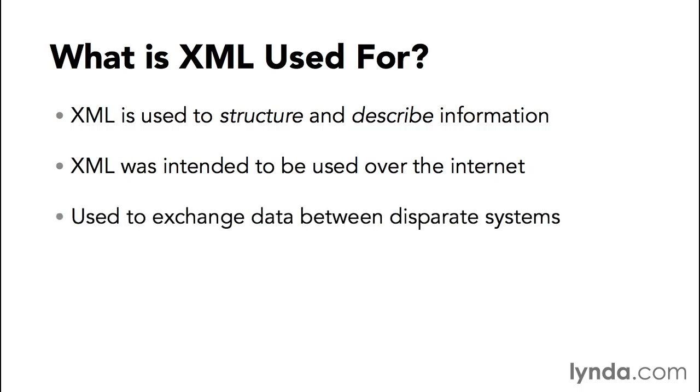XML can be used to exchange data between disparate systems that may have never been intended to talk to each other. For example, a bank might be using a very old computer system, and they might want to create a new application that lets that data be accessed by newer systems, again, that may have never been designed to talk to the older system. XML can be used to bridge those kinds of gaps.